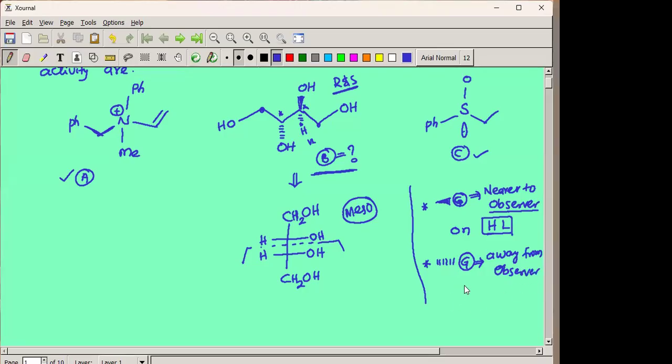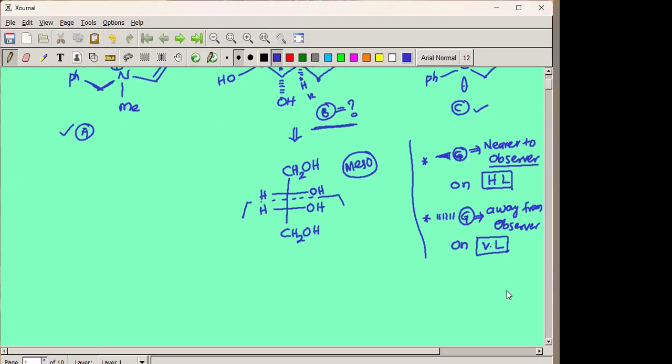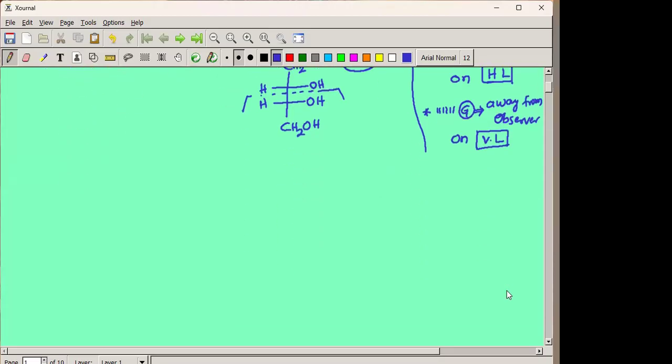Right? So in this case, what happened here? We consider that the group is present on the vertical line. So see here, I'm going to represent that molecule once again to find out the RS nomenclature. Okay, so this is an OH group and this is an OH group.